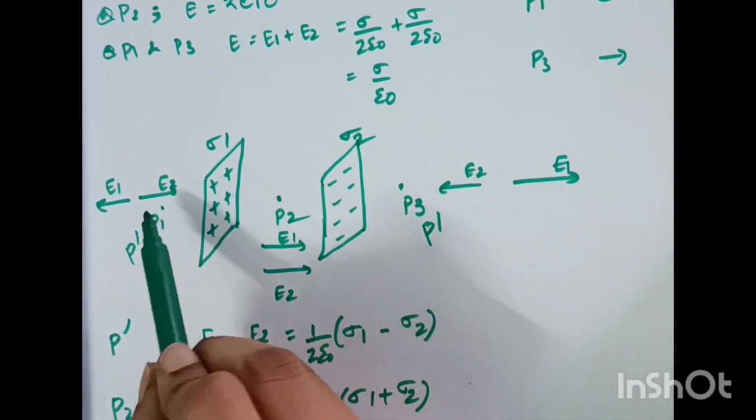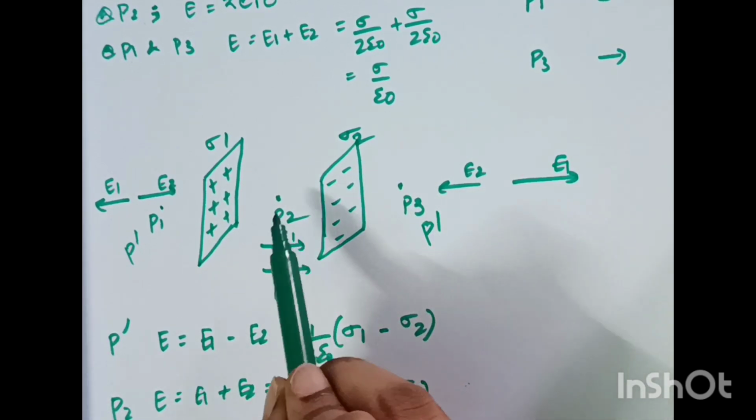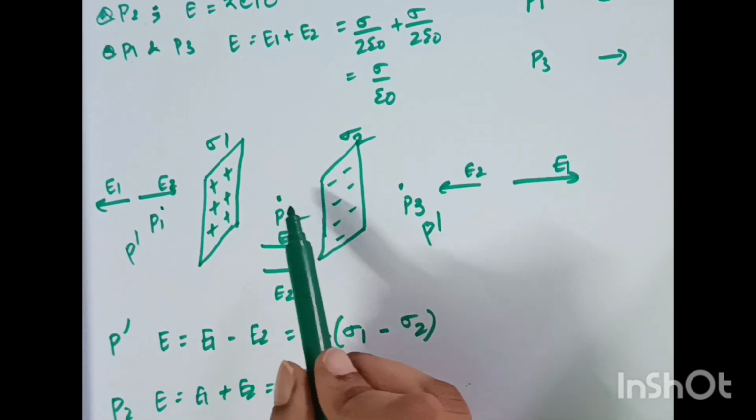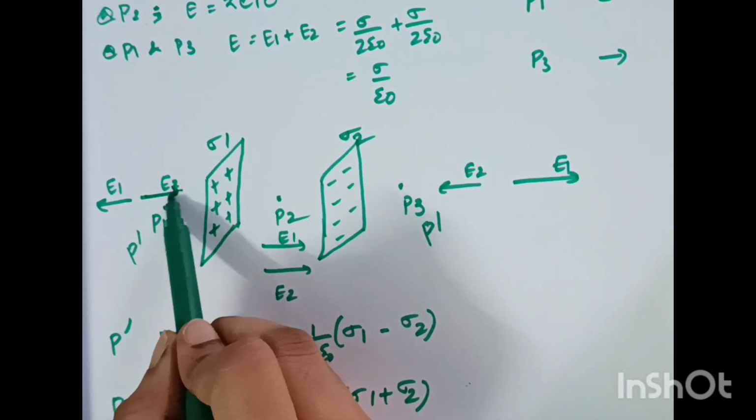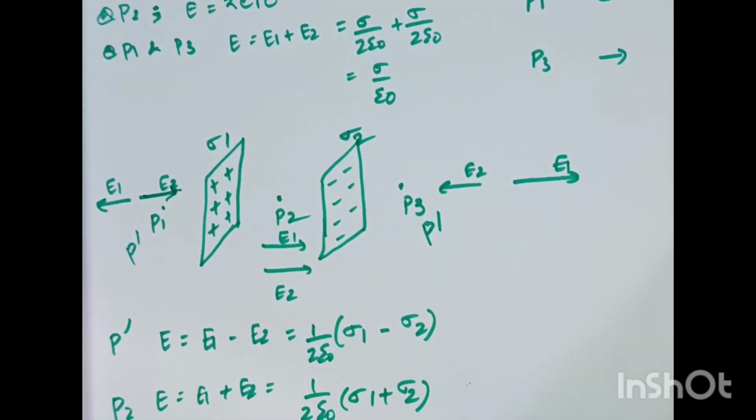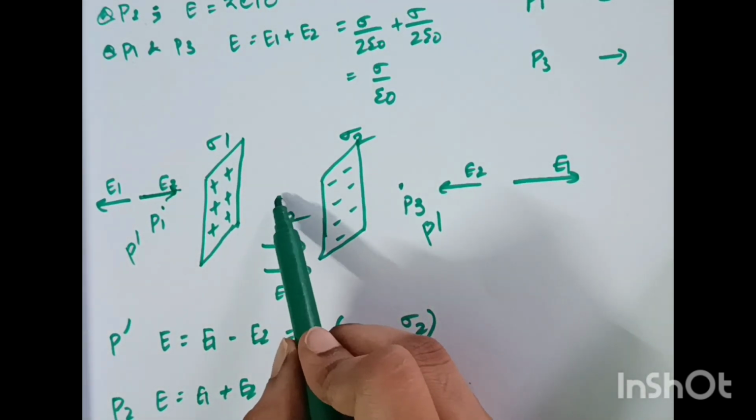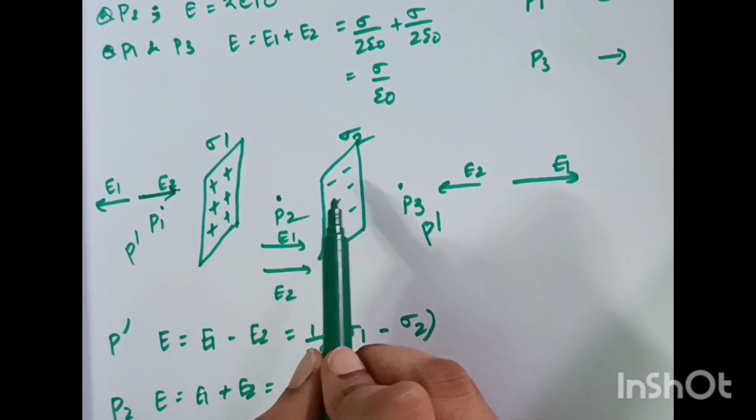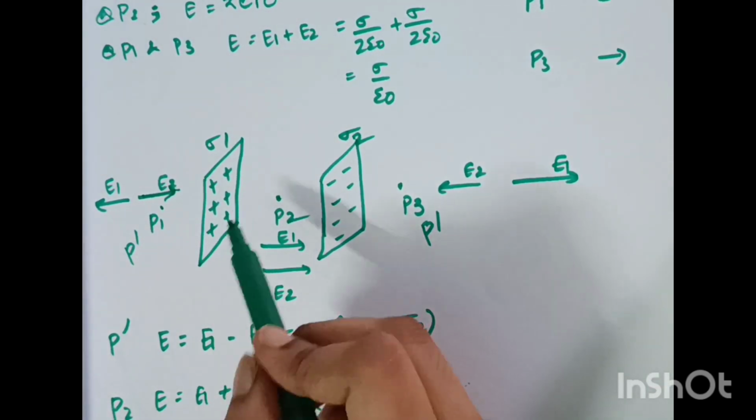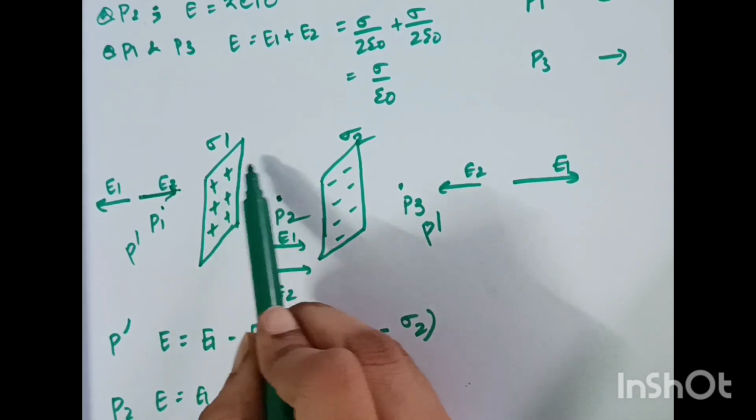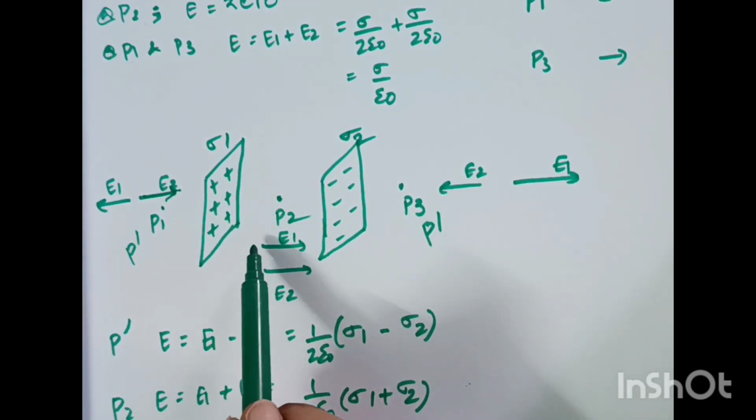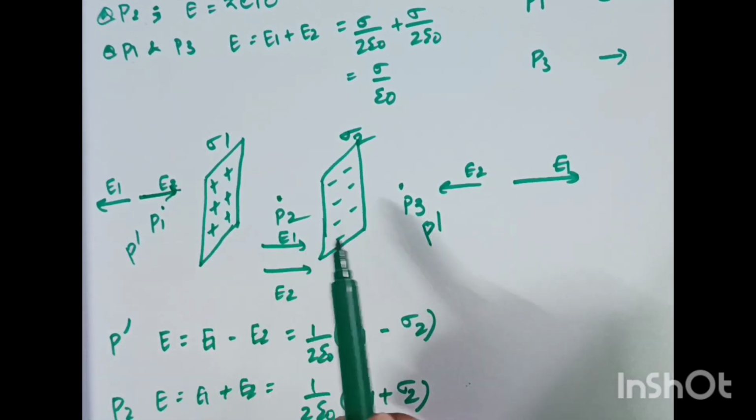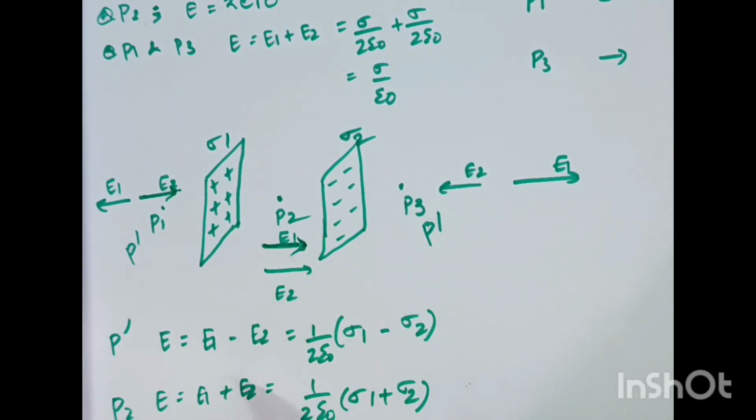What about E2? The electric field because of plane sheet 2 is towards the right side, because the negative charges will have the electric field towards them. So E2 will be towards the plane sheet, that is the negative sheet. If this point P2 is located in between sigma 1 and sigma 2, that is in between these two charge sheets, then what will be the direction of the electric field on the right side of plane sheet 1? It will be towards the right. Why? Because positive charges will have the electric fields away from them. So E1 will be towards the right.